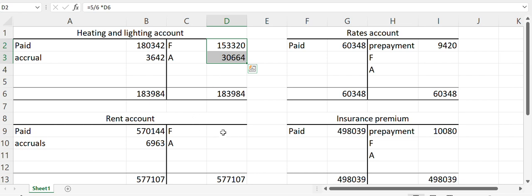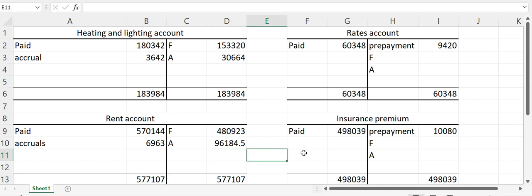So let us proceed to this other account. 5/6 we multiplied by that is our balancing figure. The other one is 1/6. Multiply that by that figure. Okay.